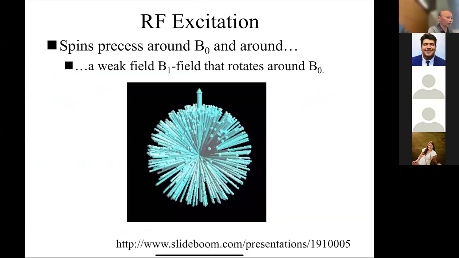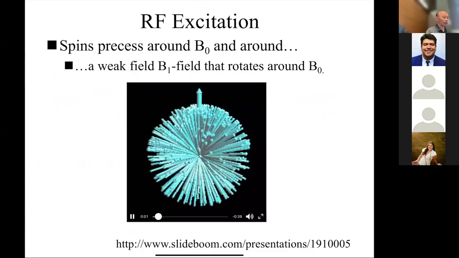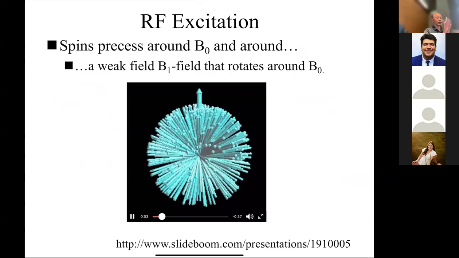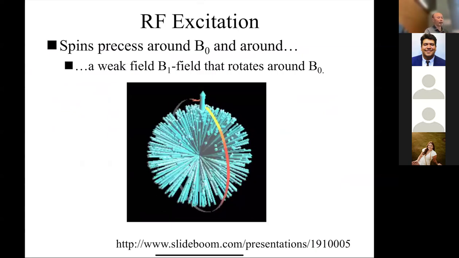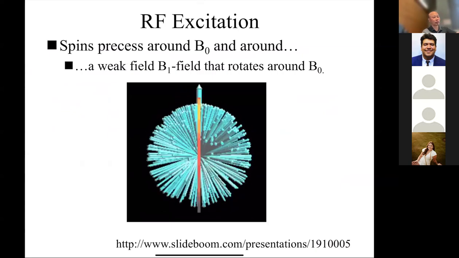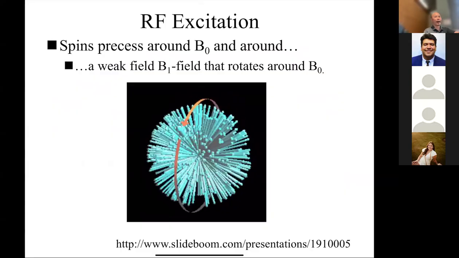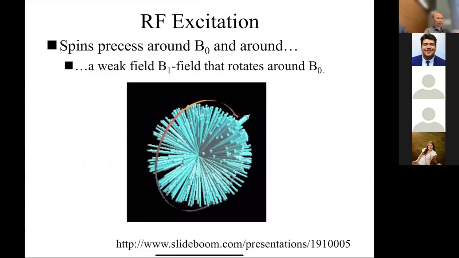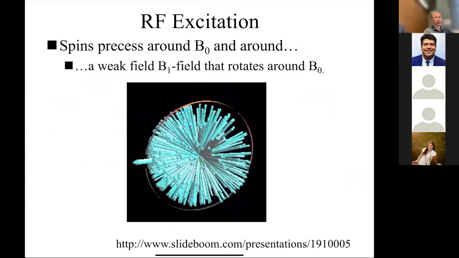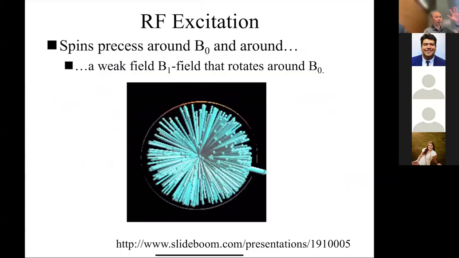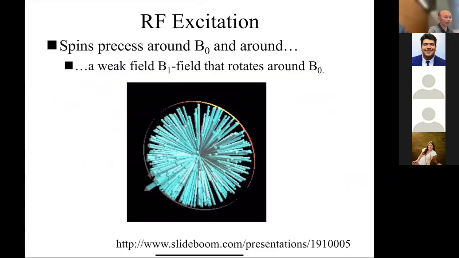Okay, so this is sort of the picture of what's going on. You still have moments pointing in all directions, but there's a net moment. And that net moment, everything is precessing around the field, right? Then we add some RF excitation to get it to move away from that equilibrium state. This is the process of excitation. We're causing these spins to go into a different state. Okay.